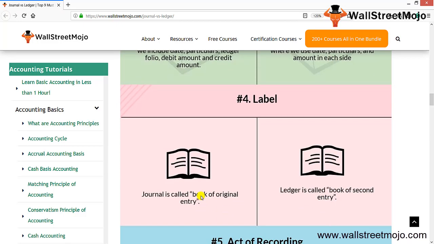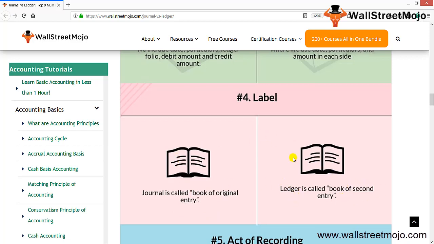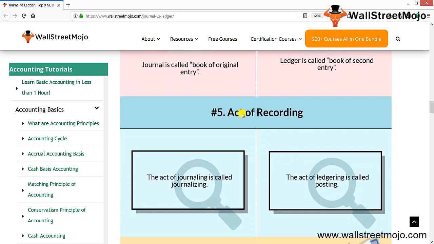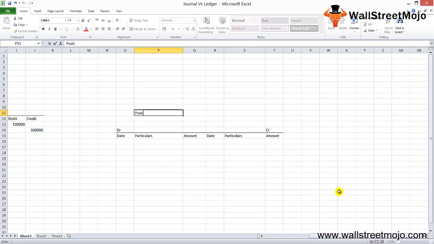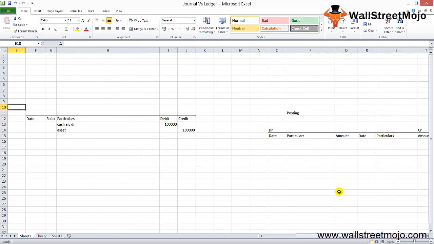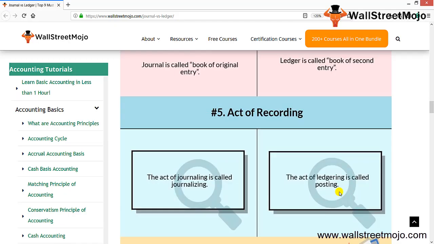Now the label. Journal is called the book of original entry, right? As it's the starting point, it has to be the original entry. And ledger is called the book of second entry because it is taken from here. Now, the act of journalizing is called journalizing, and the act of ledgering is called posting. So over here, it's known as posting, and what you're recording here is basically journalizing, right?